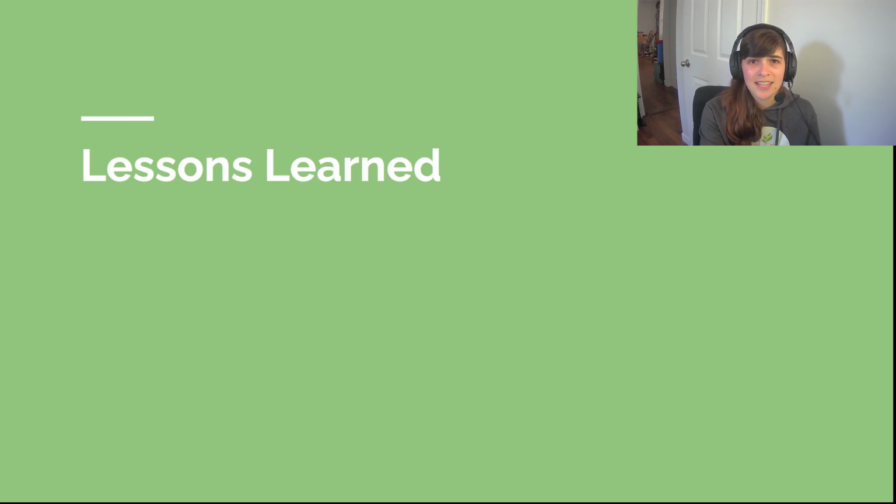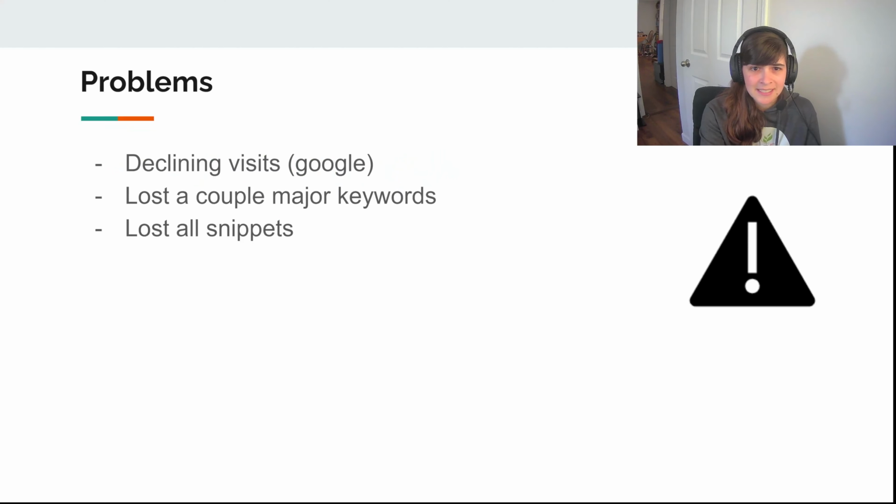So lessons learned, as I said, there are no real major activities, but the problems that I see were all in Google results. I had declining visits from Google, which could be from user testing or feedback, something. There were a couple of major keywords that were bringing in a bunch of traffic that I seemed to get bumped to the second page, which isn't great. And I pretty much lost all my snippets. I don't think there's anything I can actively do to get those back.